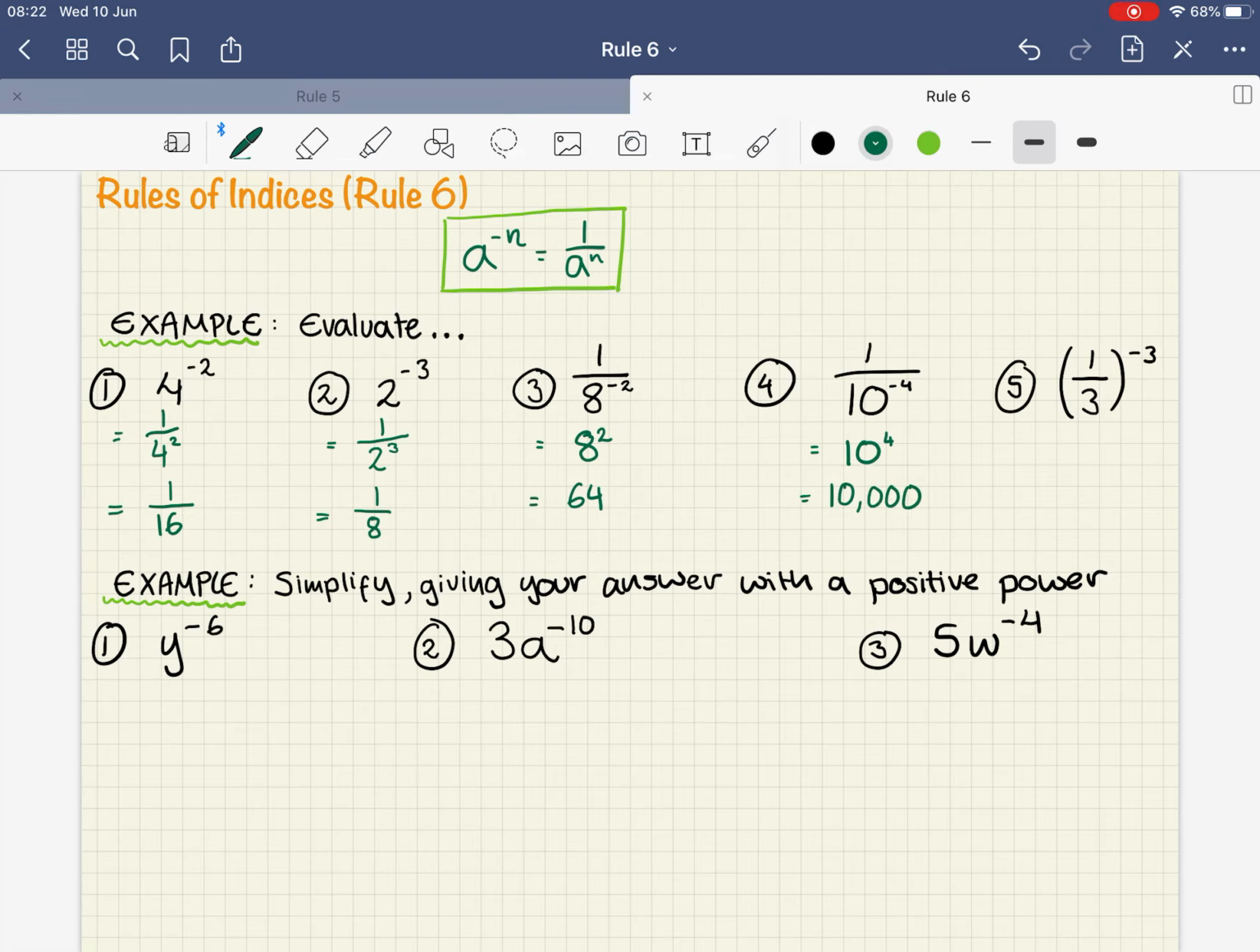And then last one of our evaluating here. Here I've got 1 over 3 in brackets, and then that minus 3 on the outside. So same idea with our 3 and the 4, it's just positioned slightly differently. I can flip that fraction around, so I now just have 3 cubed, which is going to be 27.